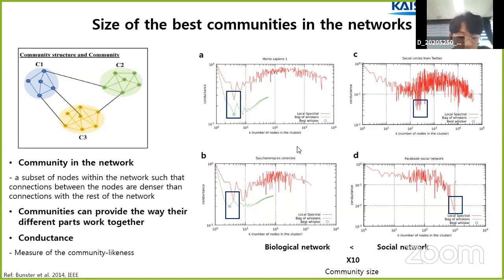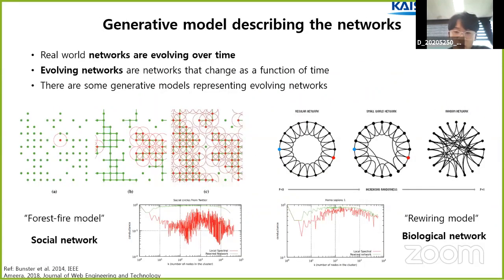So according to this analysis, in figures A and B, the best size of communities in biological networks is not reached at size 100 but at size about 10. However, in figures C and D, the best size of communities in social networks is above 100. From these results, we can know that the community size of the biological network is an order of magnitude smaller than the social network. So the second different characteristic is related to the generative model describing the network.